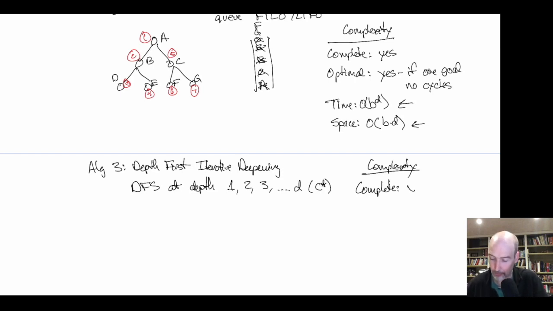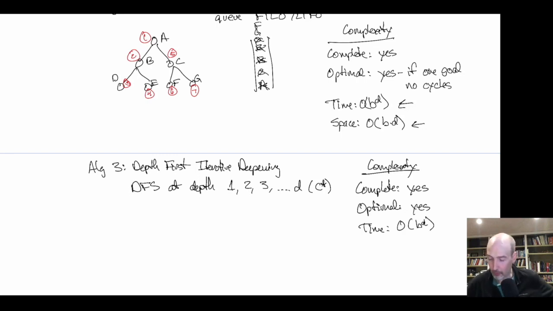So it's going to be both complete and optimal. Yes, it's also going to be optimal. That's great, and the quality, of course, is exactly optimal there. And how much time is it going to take? Here, the time is the same as before. In the worst case, we're going to do b to the d.